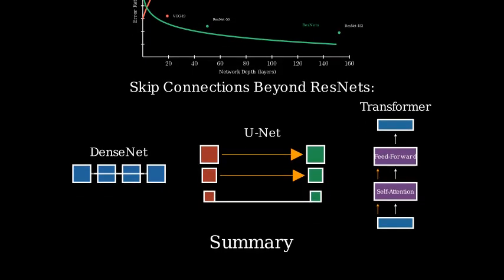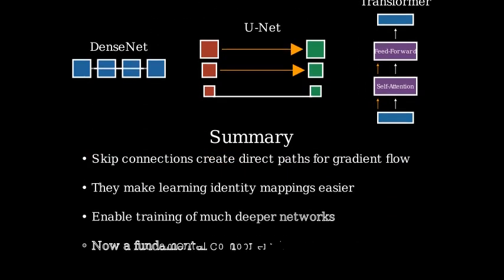To summarize what we've learned, skip connections allow gradients to flow directly through the network, helping solve the vanishing gradient problem. They make it easy for networks to learn identity mappings when needed, which helps with optimization. This simple technique enables training of much deeper networks with better performance. And skip connections are now a fundamental component in many modern neural network architectures.